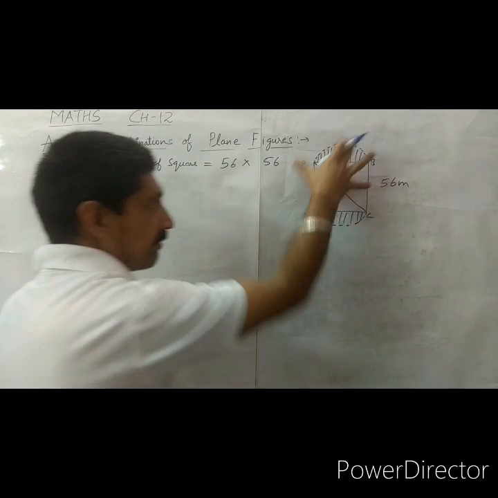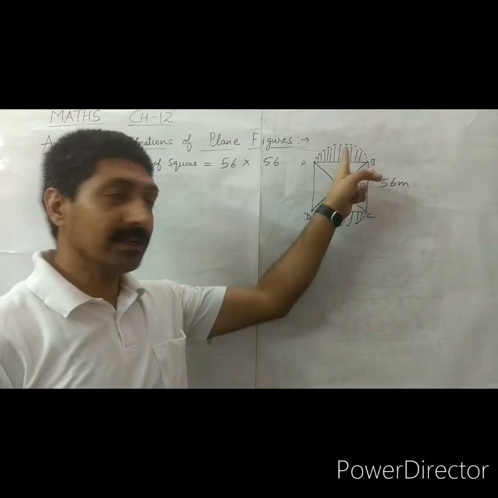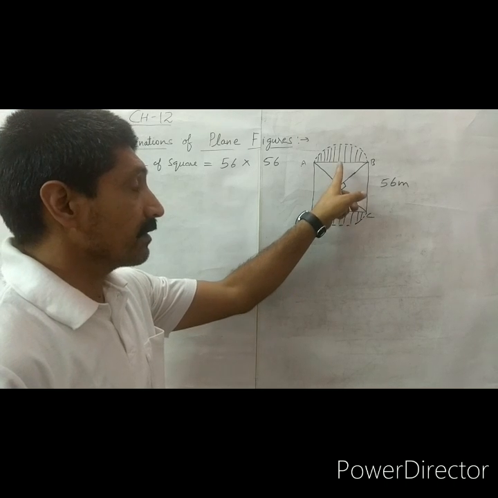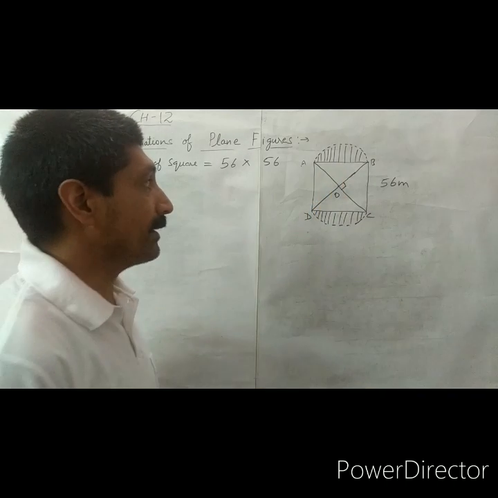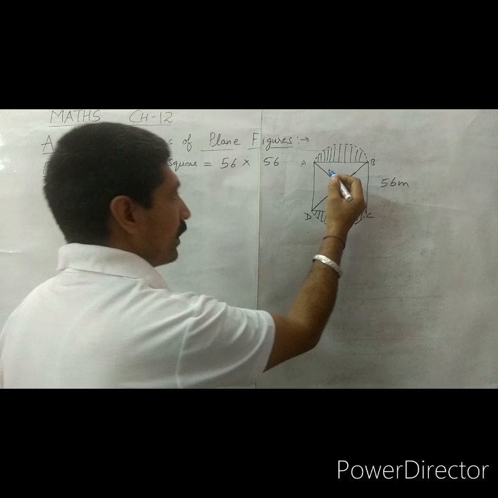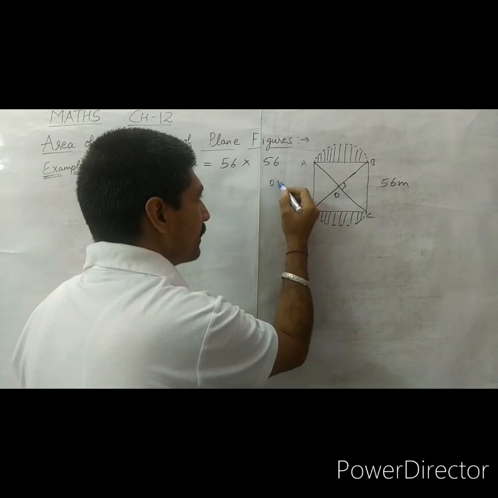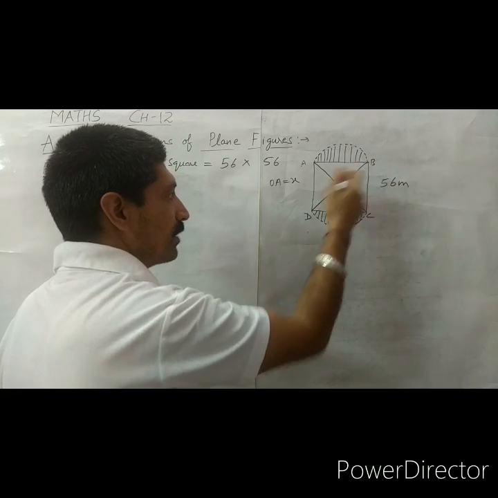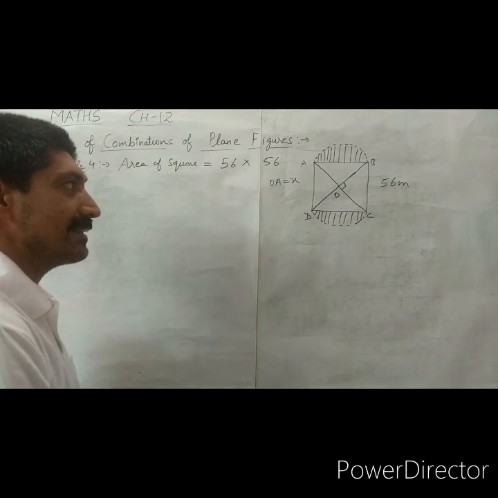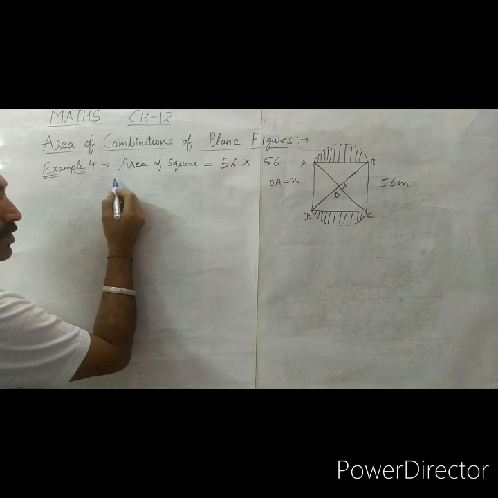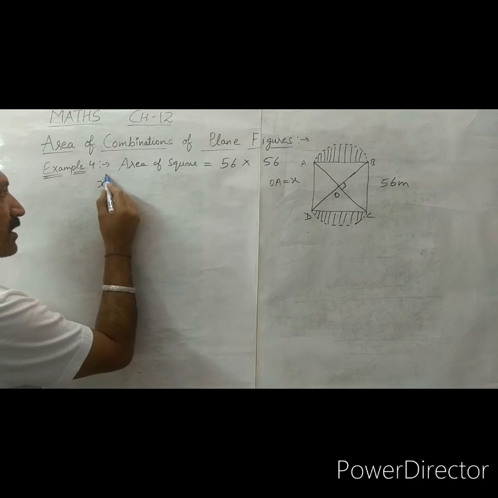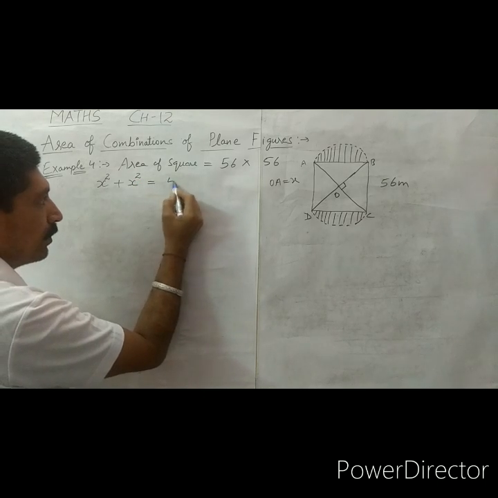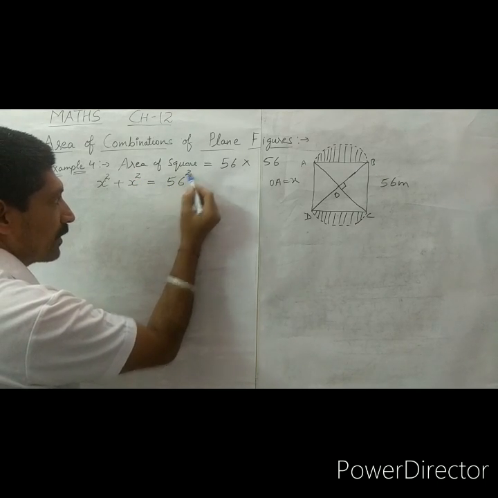So in totality, we want to find the area of the square lawn and the flower beds. Here, let OA be x. OA, OC, OB, OD are all of equal length, that is x. So by Pythagoras theorem, we have x square plus x square is equal to 56 whole square.